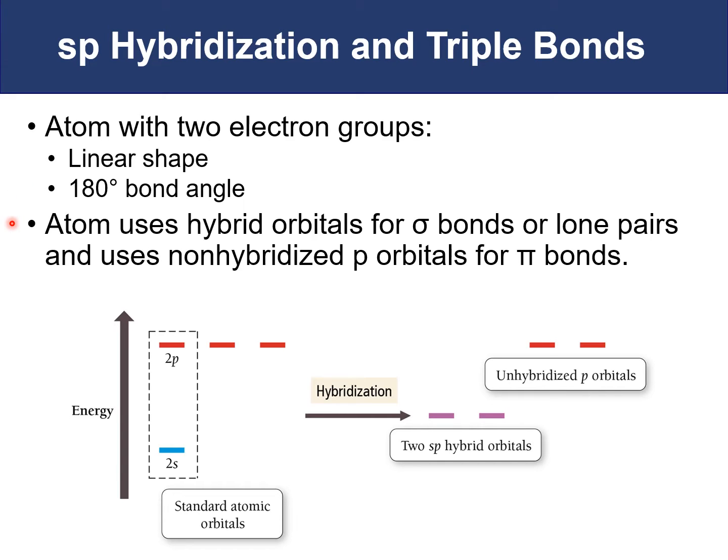Atoms use hybrid orbitals for the sigma bonds or lone pairs and use non-hybridized p orbitals typically for pi bonds. In an sp hybridized orbital, you're taking a single s and a single p, hybridizing them together to get two hybrid orbitals. Because you left behind two p orbitals that you did not hybridize, you still have those two unhybridized p orbitals. These unhybridized p orbitals in a lot of sp configurations are going to be part of pi bonds.